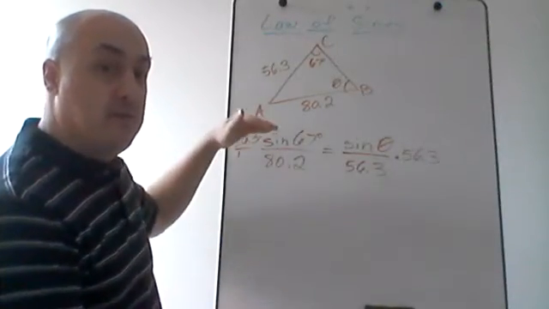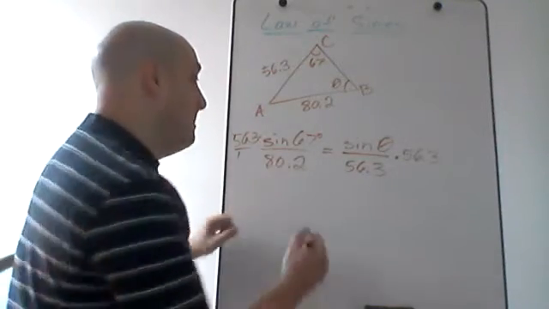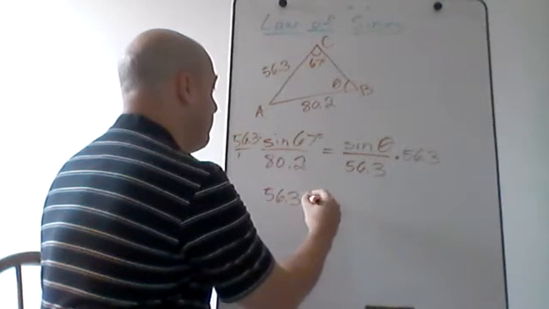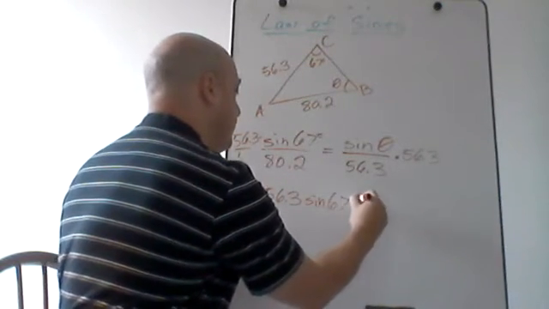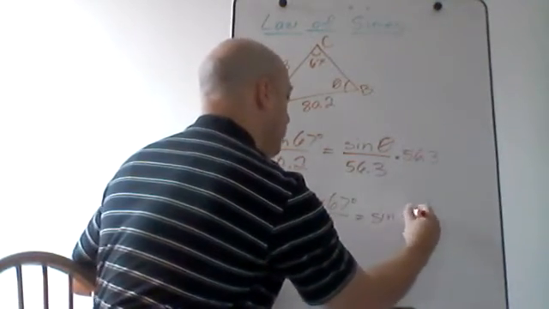The 56.3 is going to multiply the numerator. The 1 is going to multiply the denominator, and the denominator stays the same. So I'm going to end up with 56.3 times the sine of 67 degrees over 80.2 equals the sine of theta.